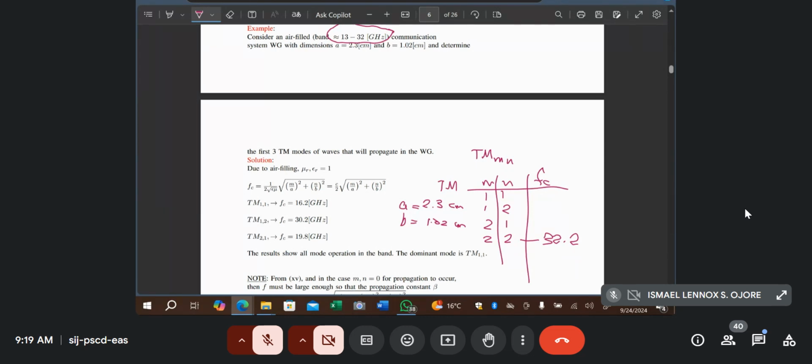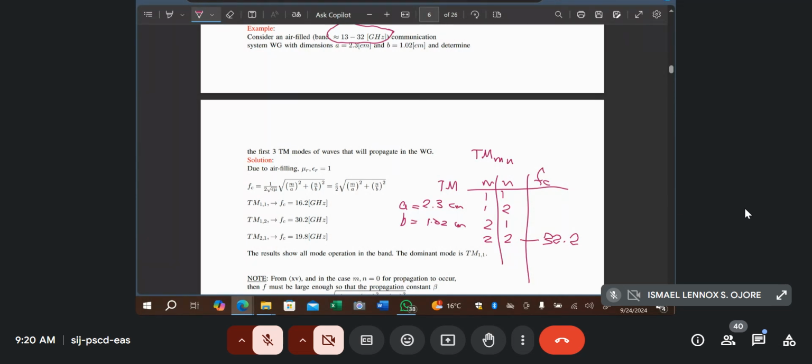So it was important to calculate that fourth one so that we see that it's beyond the band that you have. So the frequency of the signal must be higher than the cutoff frequency. In our first case, your frequency was 12. The only one that was below 12 was the TE10. But in this case, all these cutoffs are below 32. So it means if you have a signal of that frequency of 32, you can actually use it to achieve propagation. So all modes can operate.